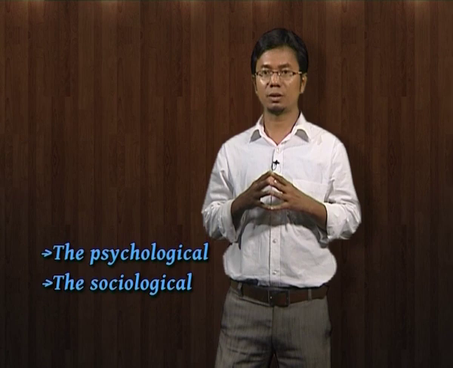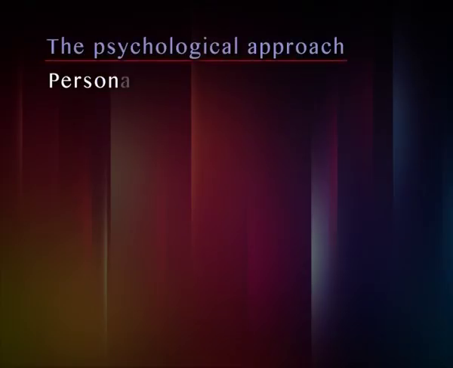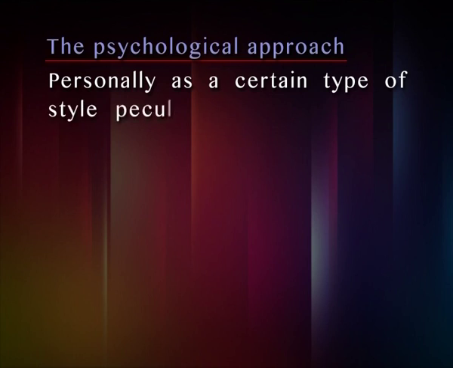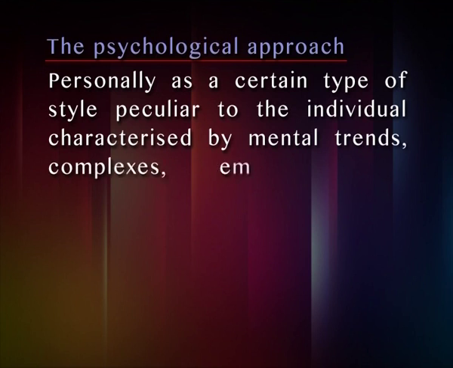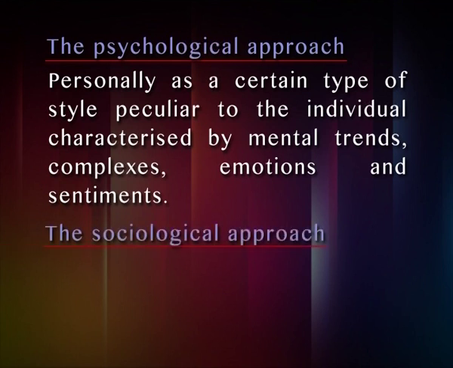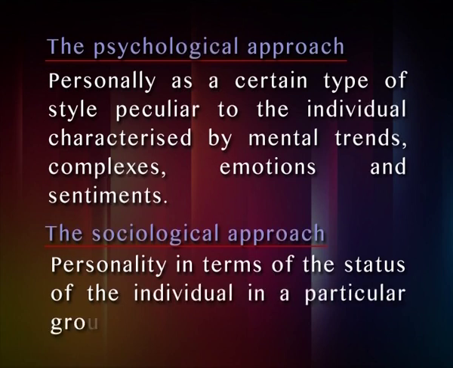On the basis of these definitions, it may be said that there are two main approaches to the study of personality. One, psychological, and second, the sociological. There is also a third dimension, the biological approach. The psychological approach considers personality as a certain type of style peculiar to the individual, characterized by mental trends, complexes, emotions, and sentiments. The sociological approach considers personality in terms of the status of the individual in a particular group system.